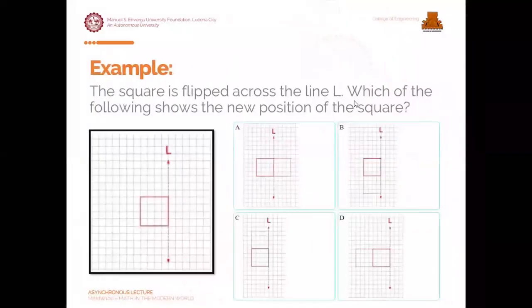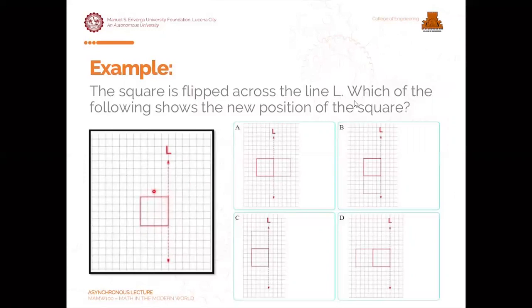Okay? So, for this example, the square is flipped across the line L. Which of the following shows the new position of the square? Okay. So, yung mirror line natin for this particular problem is yung line L natin. Okay? So, ito. Okay? So yan yung mismong mirror line natin. Okay? So we have yung square natin.